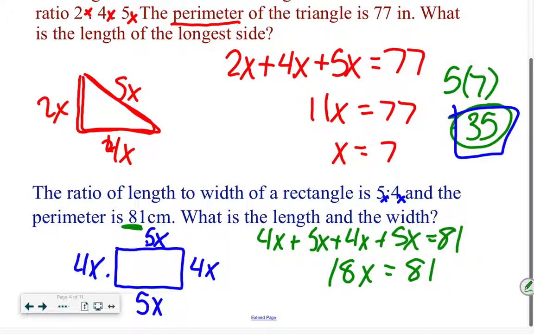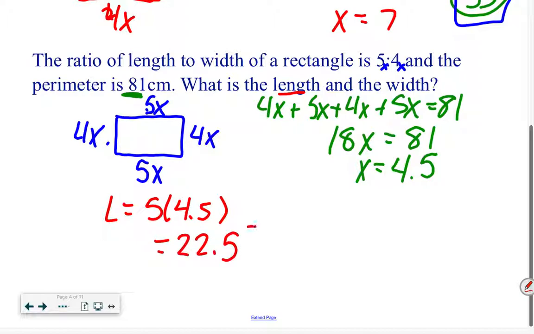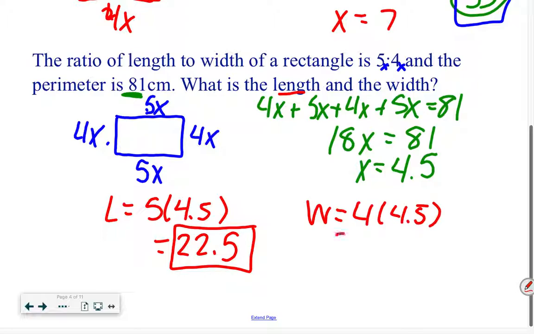Oh, the flip. That's cool. If we divide 81 by 18, we get 4.5. That's not my answer though. How can I find the length? Times 5, because my length is the first one, so my length is 5 times 4.5, which is 22.5. Yep. My width is 4 times 4.5, which is 18.